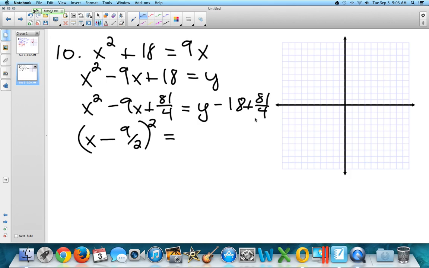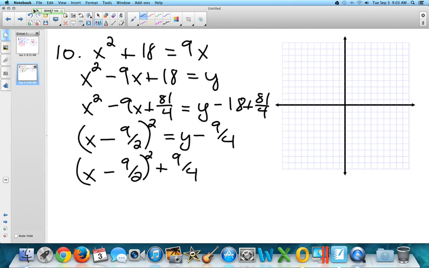Then on the other side, I have a calculator, I just don't have it on my screen, so I'm doing negative 18 plus 81 over 4. And then I'm going to do a math enter to get that back to a fraction, and I end up with y minus 9/4. I'm now going to pull the negative 9 over 4 back, so I end up with x minus 9 over 2 squared plus 9 over 4 equals y.